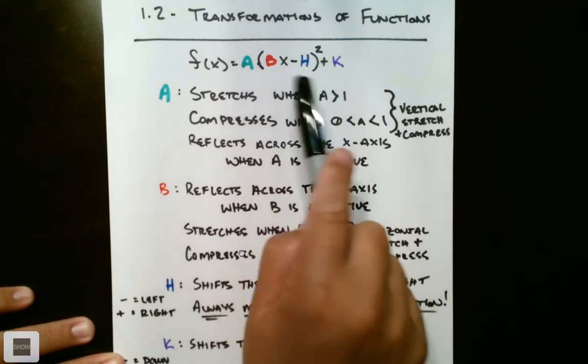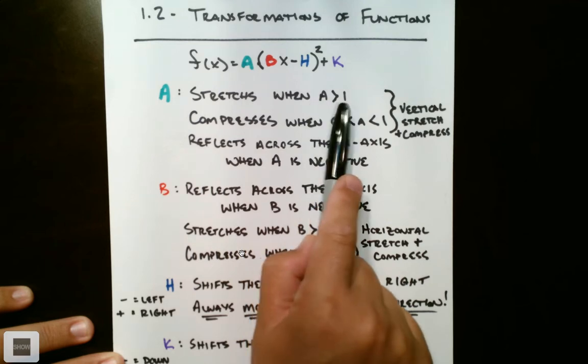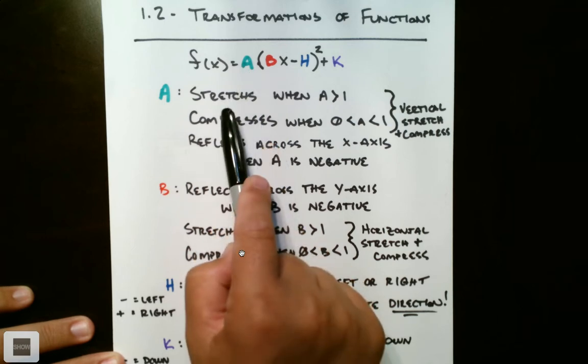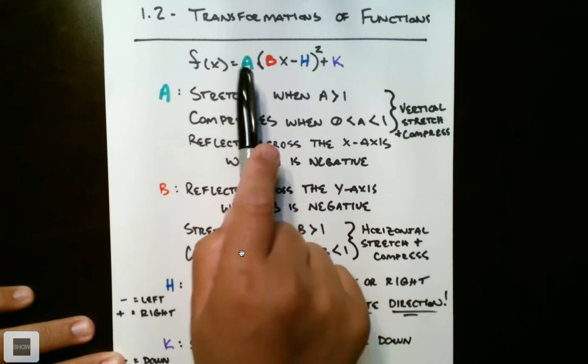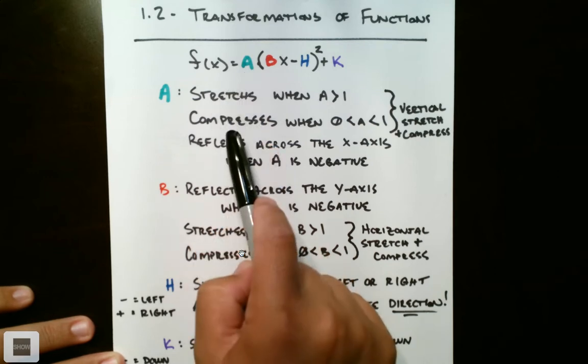So I know that this function is going to stretch when this A value is greater than 1. So if A is 1.5, if A is 7, if A is 3/2 or something like that, anything greater than 1, it's going to stretch this function out. If A is between 0 and 1, not 0, not 1, but between 0 and 1, it's going to compress it. So it's going to flatten it out.